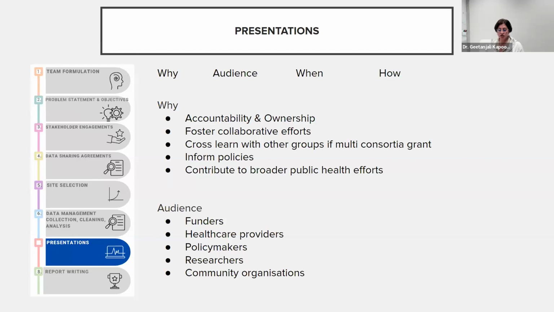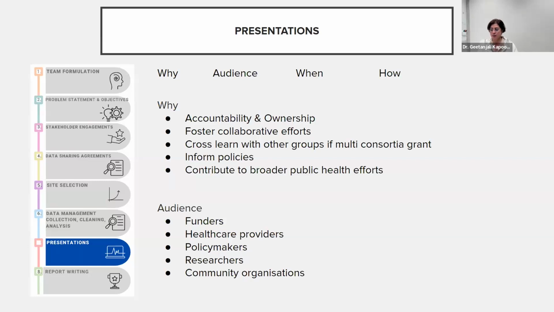you need to now start sharing your findings, okay? Now, is it that you share your findings right at the end, or is it that you do it even before that? So we'll start talking of all that. That is where presentations come in. Now, on my slide, I have shown why do we do a presentation? We'll deep dive into that. Who's the audience for that? When do we do it? And then how do we do that, okay?